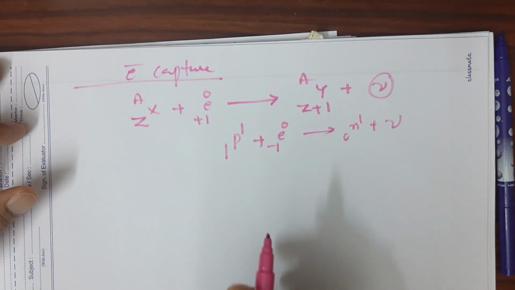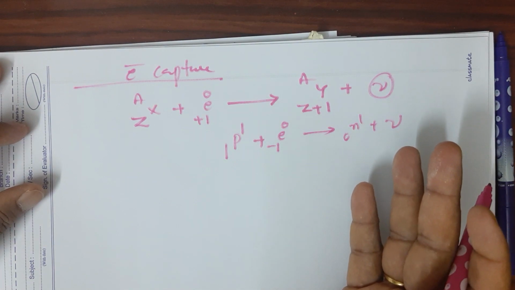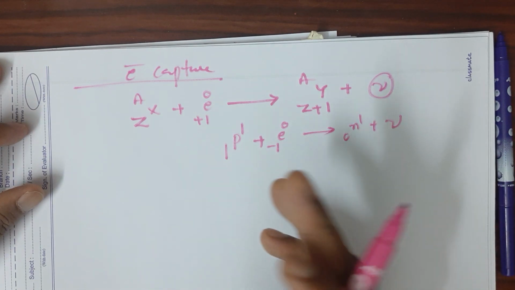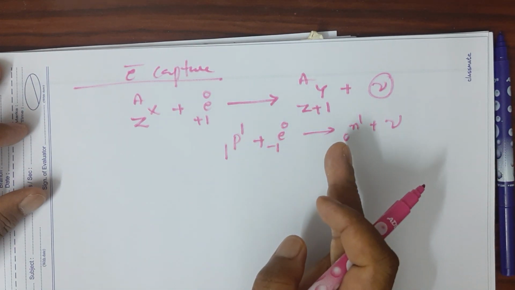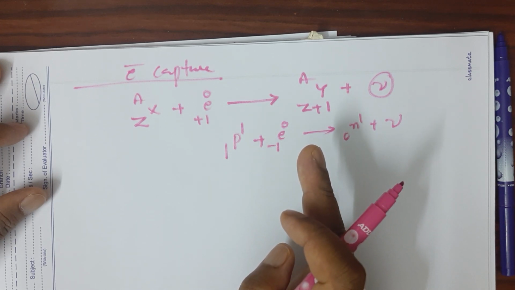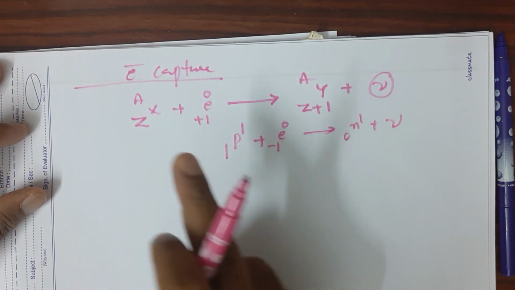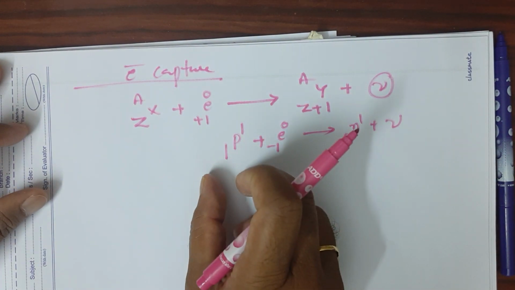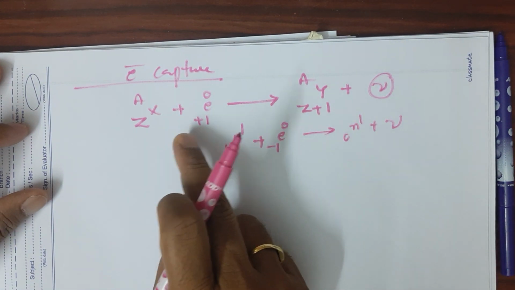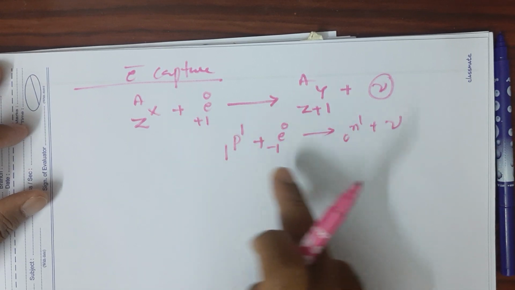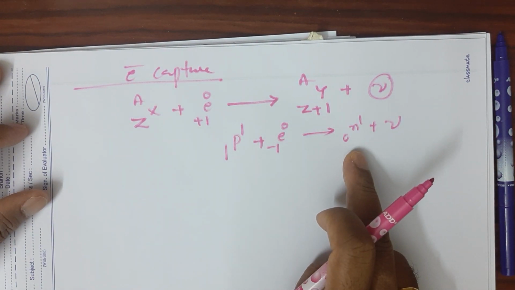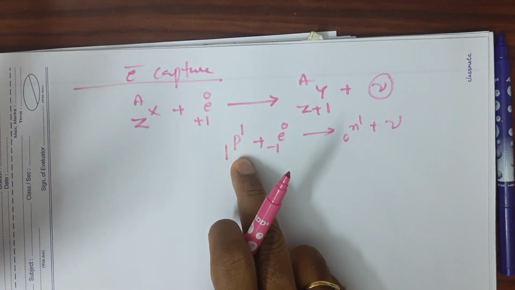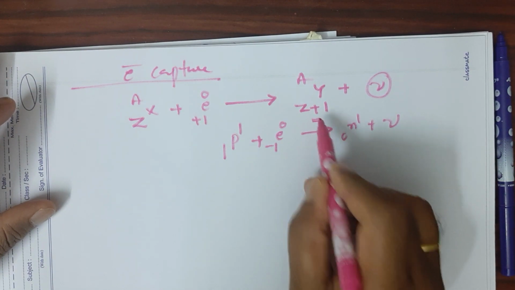Okay, you know, in the beta minus decay, a neutron converts into a proton, and along with that an electron and antineutrino are emitted. In beta plus decay, a proton converts into a neutron, then a positron and neutrino are emitted. In electron capture, the proton of the nucleus, when it has more energy, can capture the electron revolving in the K shell of the atom, so that it changes into a neutron. When a proton changes into a neutron, the number of neutrons inside the nucleus increases by 1. Therefore the atomic number increases by 1 unit.